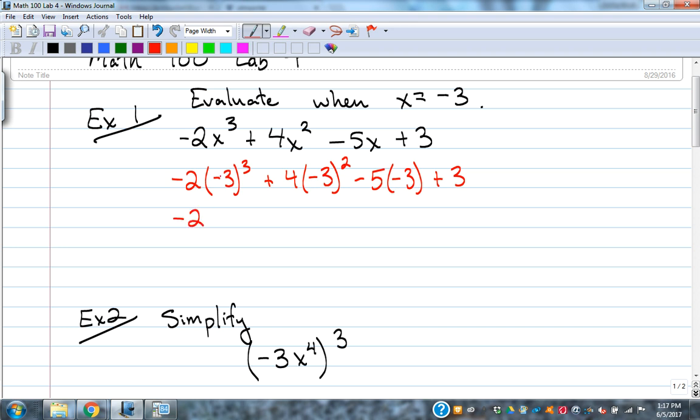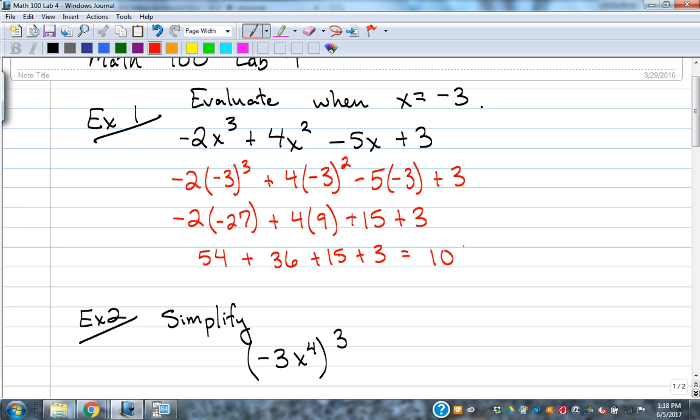-3 to the third power would be -3 times -3 times -3, which is -27. And then -3 squared would be +9. And then -5 times -3 is +15. And then we just need to multiply these out. -2 times -27 would be +54 plus 36 plus 15 plus 3. Add those together, so that'd be 90, 105, 108. I believe. Correct.